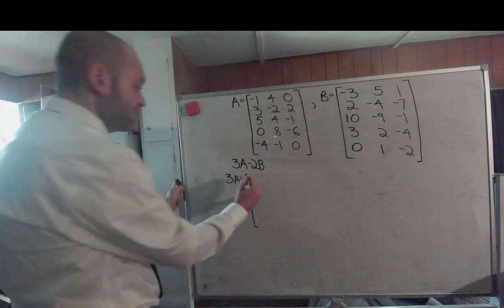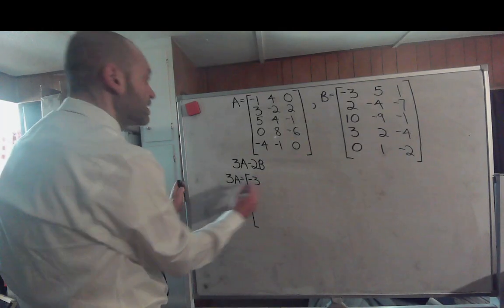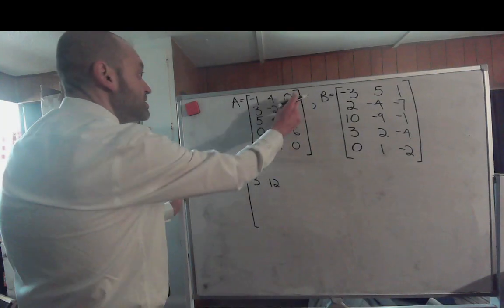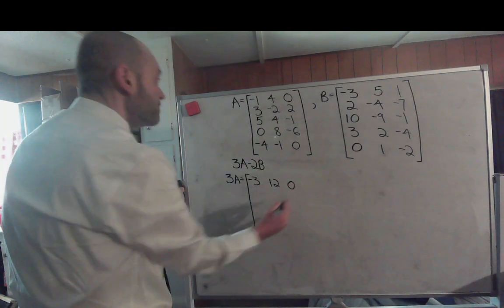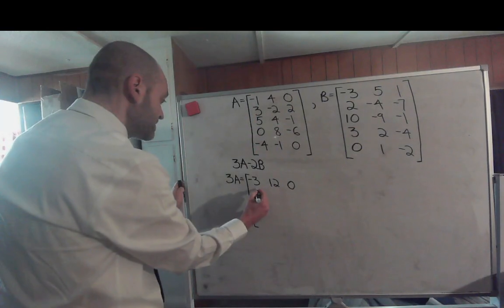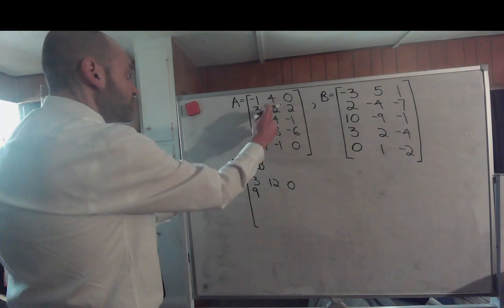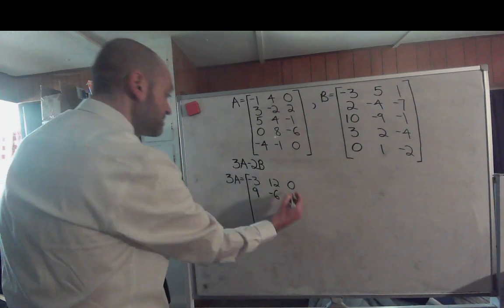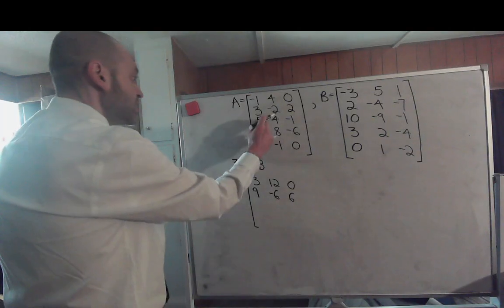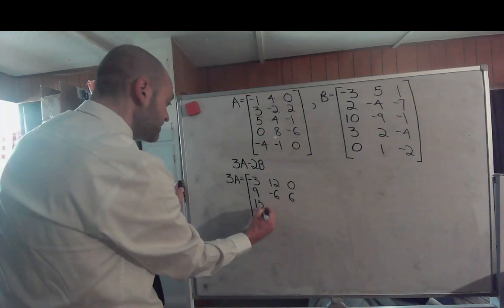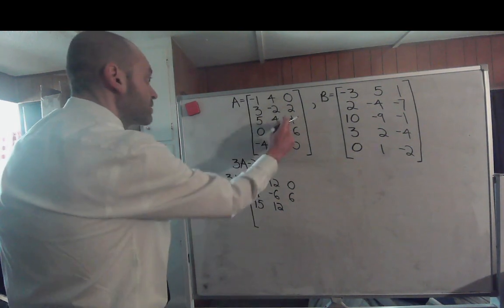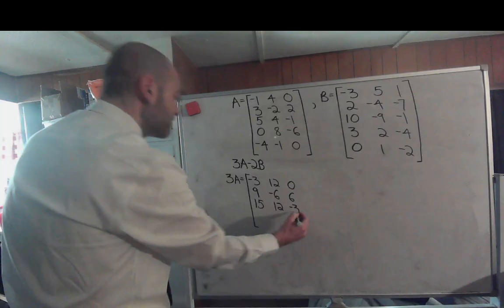3 times negative 1 should yield negative 3. 3 times 4 is 12. 3 times 0 is, of course, 0. 3 times 3 is 9. 3 times negative 2 is negative 6. 3 times 2 is positive 6. 3 times 5 is 15. 3 times 4 is 12. 3 times negative 1, that's negative 3.